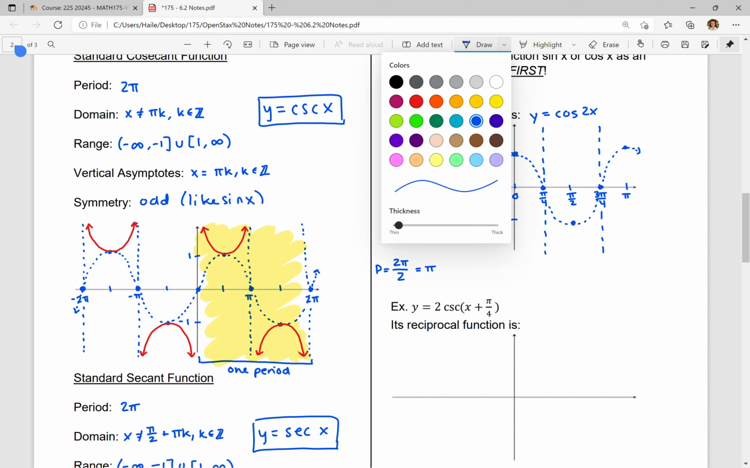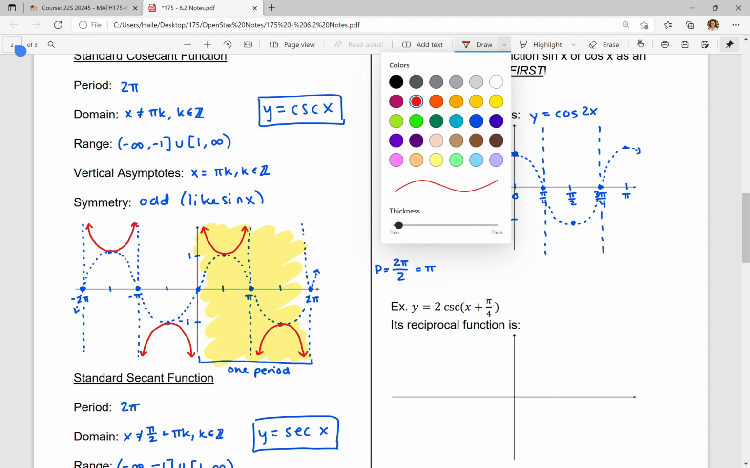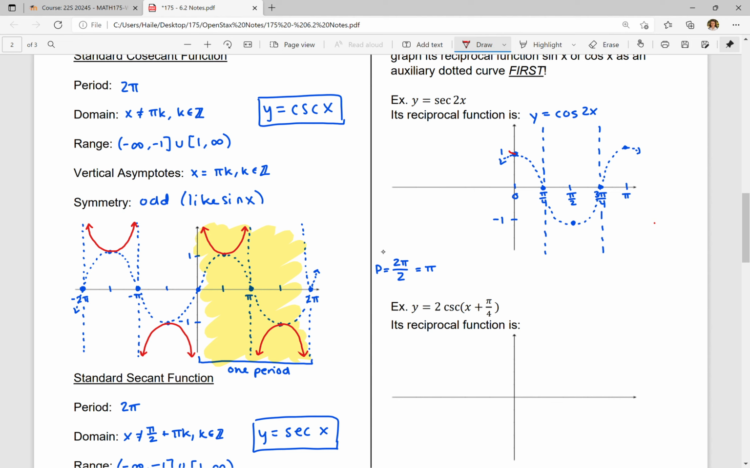So maybe I'll switch to red just so you can tell the difference. So we're going to have a little arch here approaching this asymptote, and then an arch here between this pair of asymptotes, and then an arch here between this pair. So this is one period of secant of 2x.